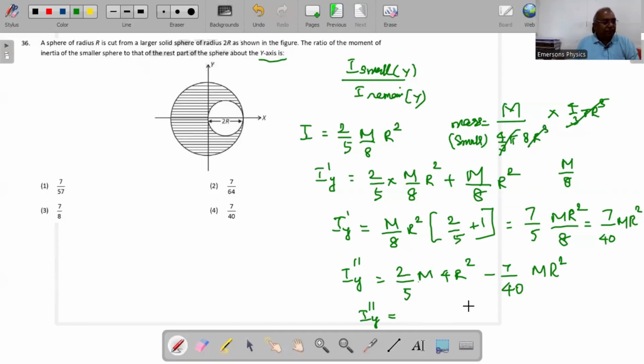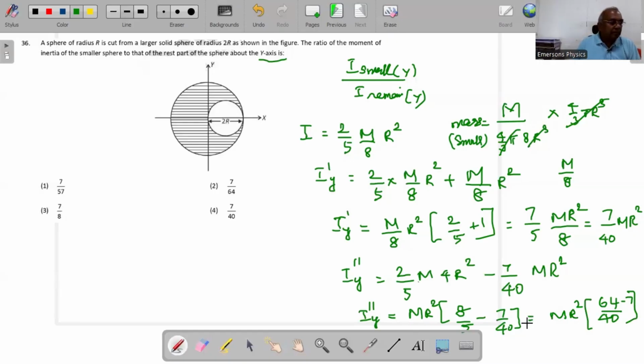mr² we can take common. So take mr² common: 8/5 minus 7/40. The answer becomes mr² divided by 40. If we take the LCM 40, we get 64 minus 7, and 64 minus 7 is nothing but 57.